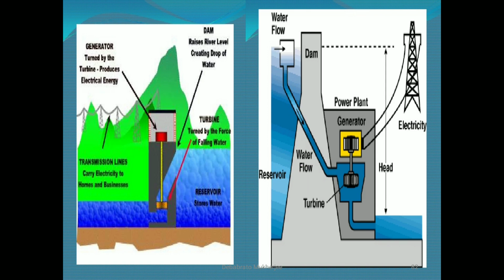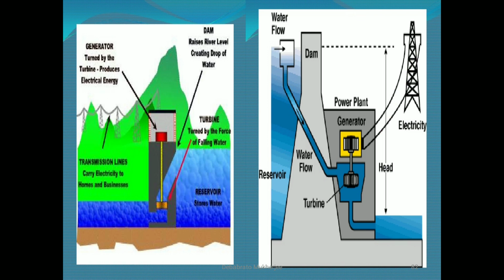This is the figure, the same thing. You can see the water flow from the water reservoir, hitting the turbine and generator. This is the powerhouse. This is the head. What I'm talking about is the head: the greater the height, the greater the potential energy of the water flow. If the height is more, the potential energy in the water will be more.